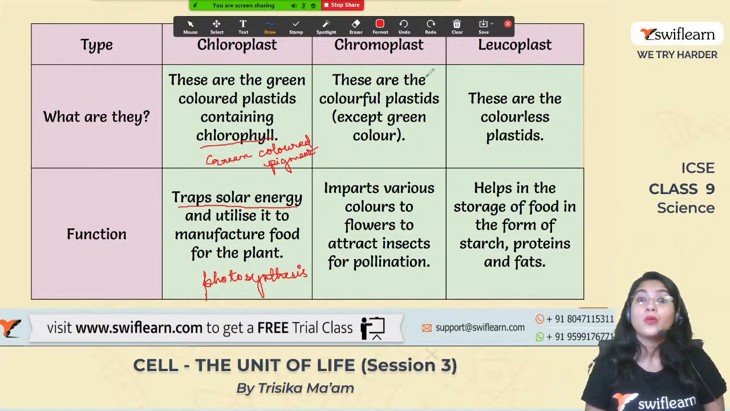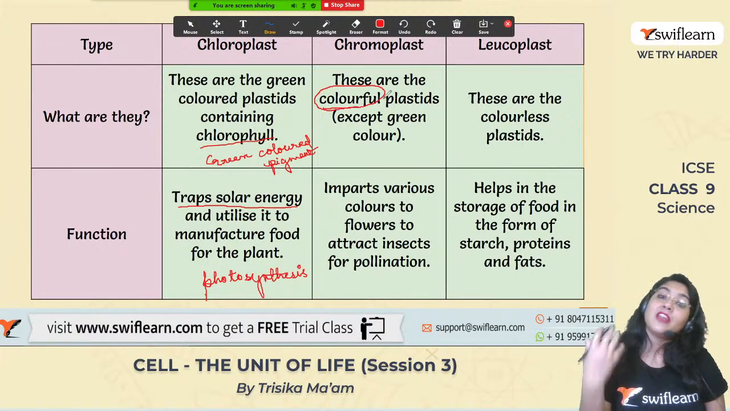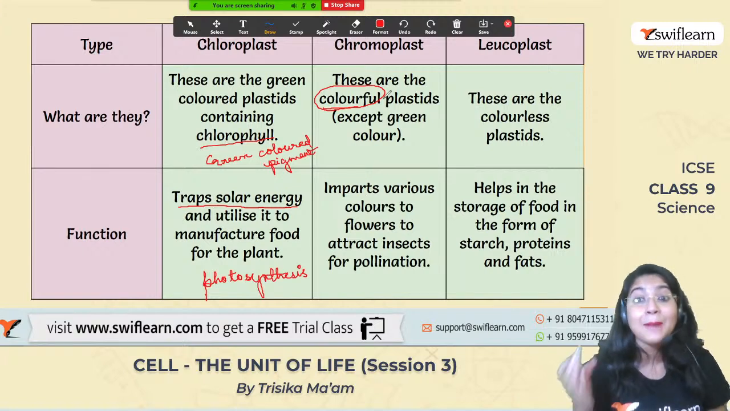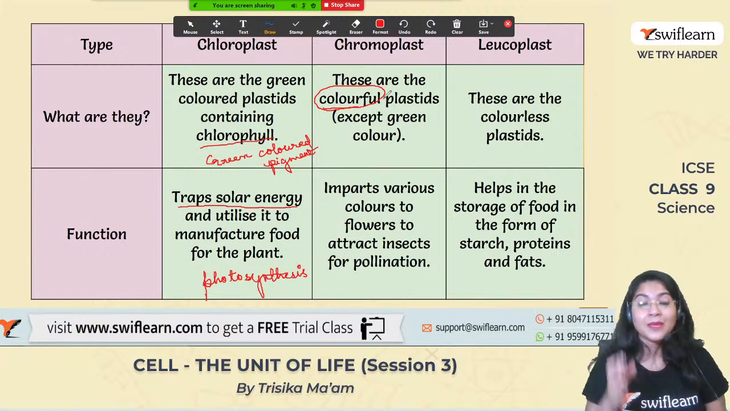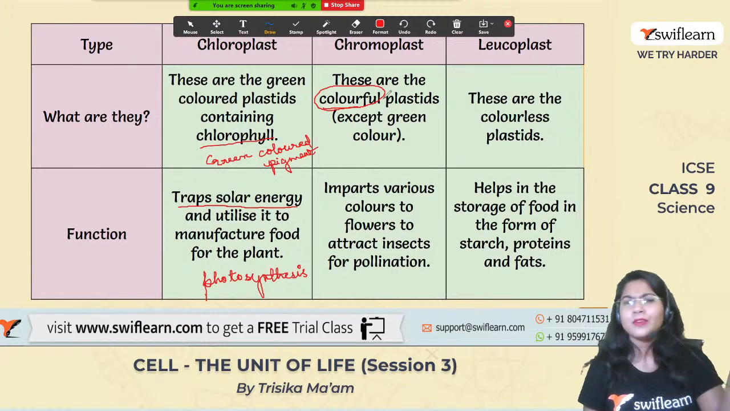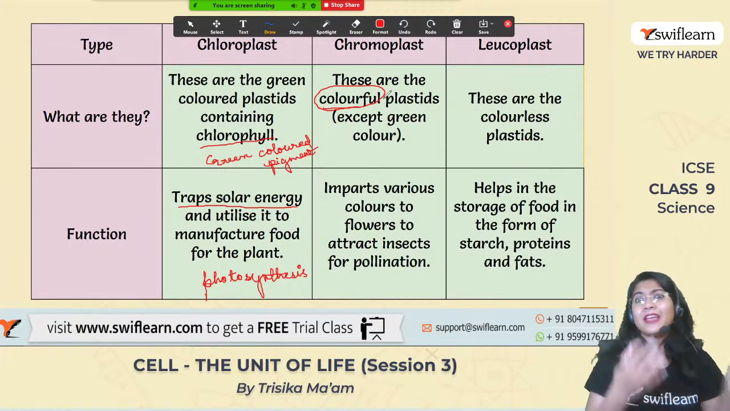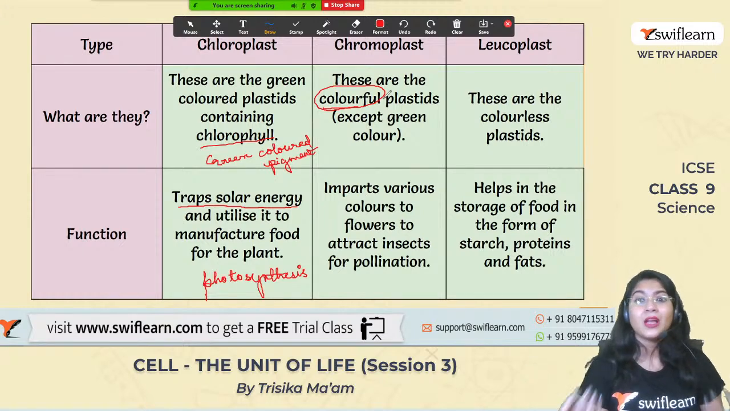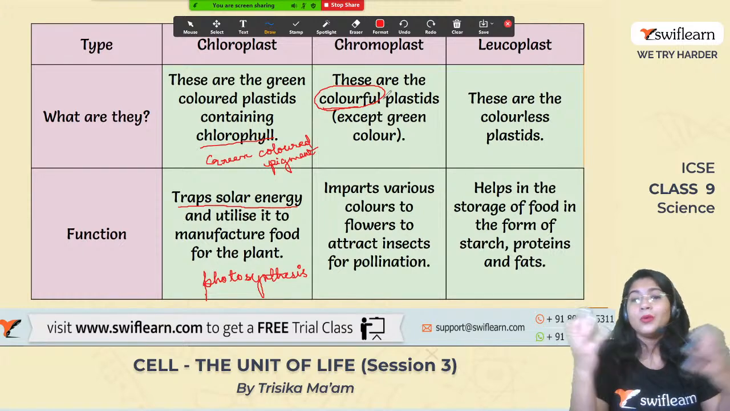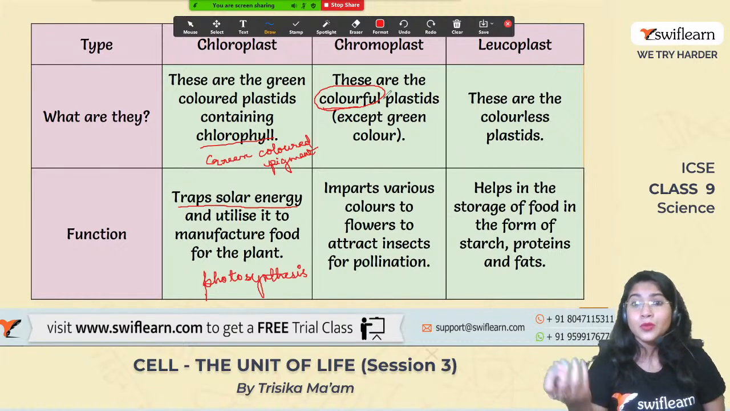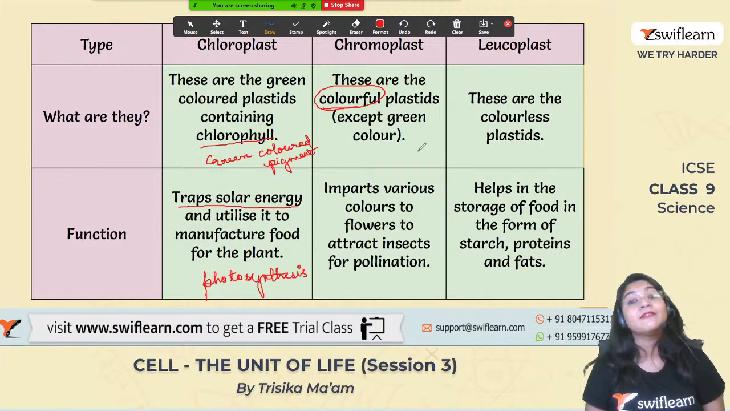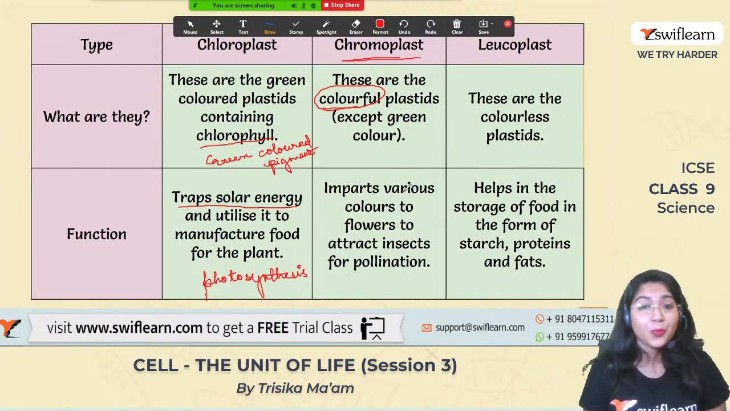Now let us find out what is the function of the chromoplast. Chromoplasts are the colorful plastids which give various colors to the different parts of the plant, but not green. Except green, we can see the beautiful colors of the different flowers: violet, purple, pink, orange, yellow, brown, blue, and red. All these colors of the flowers as well as the fruits are given by the different pigments present within the chromoplast.